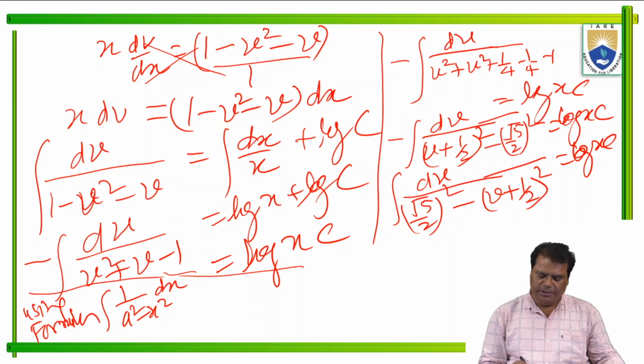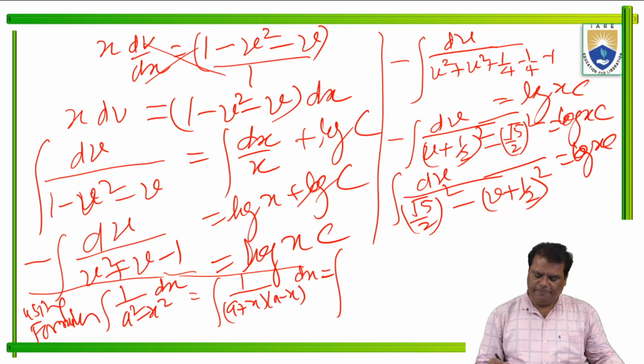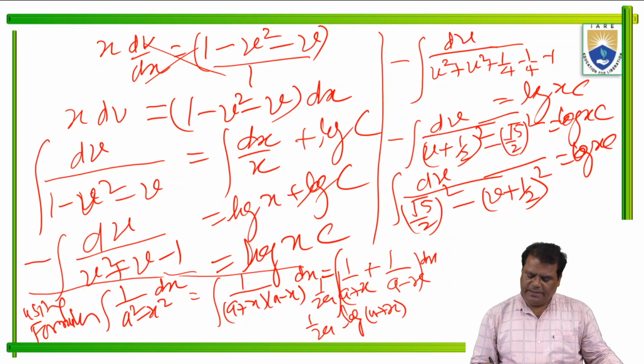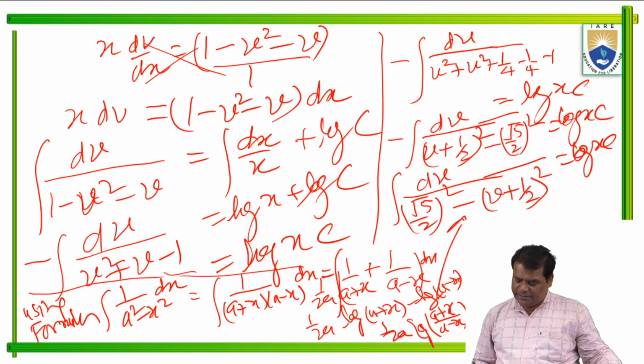Using the formula for a square minus x square: the integral of 1 upon (a plus x)(a minus x) dx, using partial fractions, gives 1 upon 2a into the log of (a plus x) minus the log of (a minus x), which is 1 upon 2a log of (a plus x) upon (a minus x). This formula is applied here. Then we get the integral.